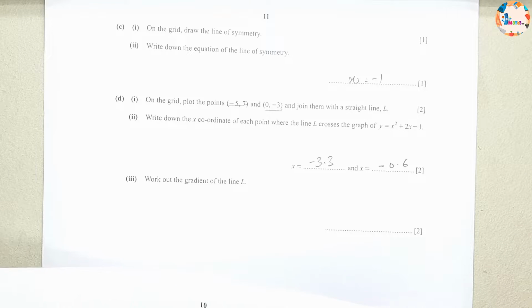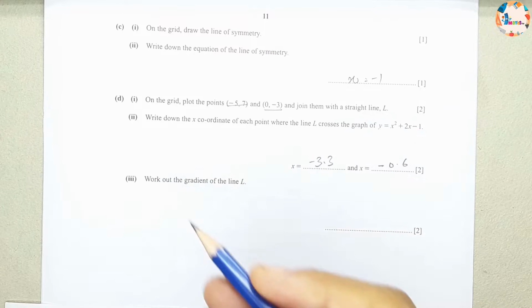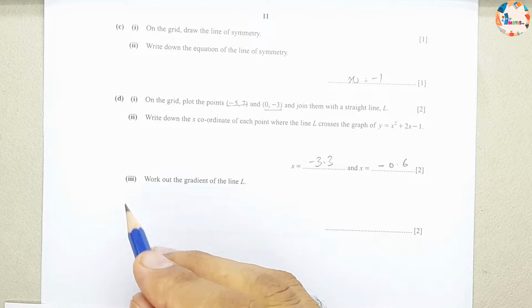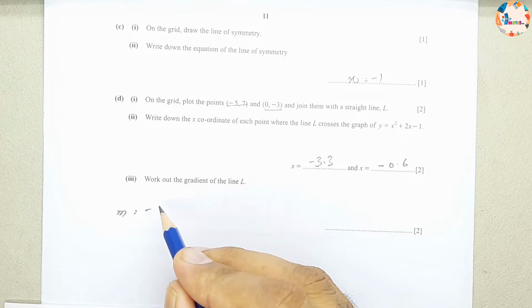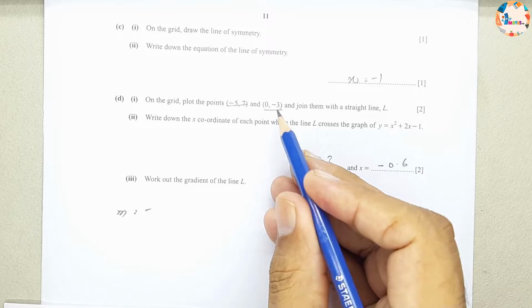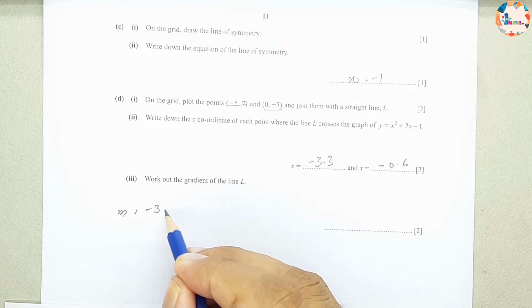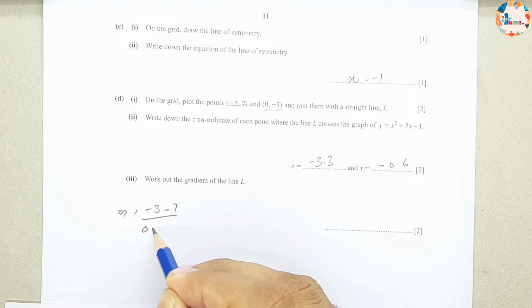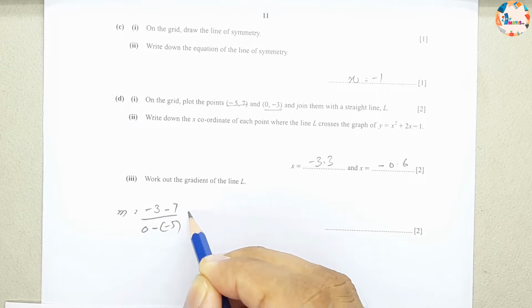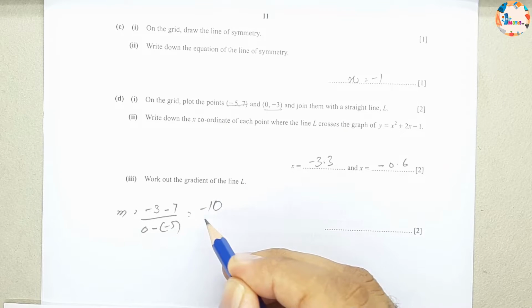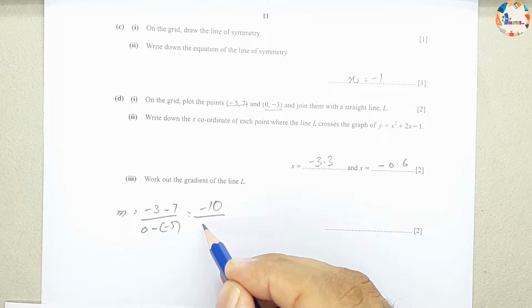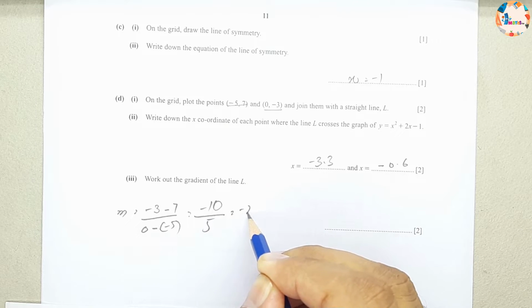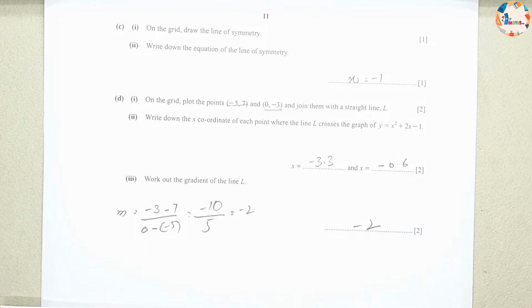Work out the gradient of the line. So by using these 2 points we can work out the gradient, which is m equal to y2 minus y1, which is this one, over x2 minus x1, which is this one. So minus 10 over 5, which is equal to minus 2. So this is the gradient.